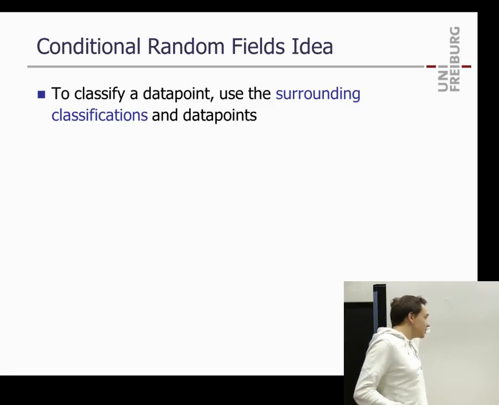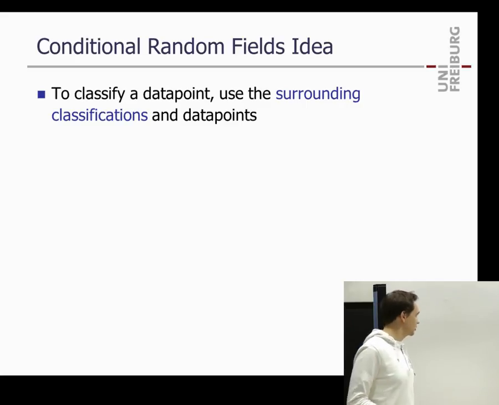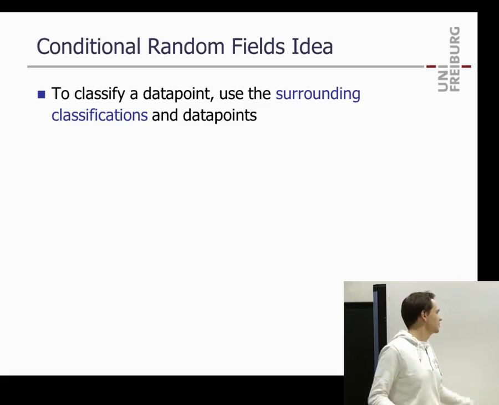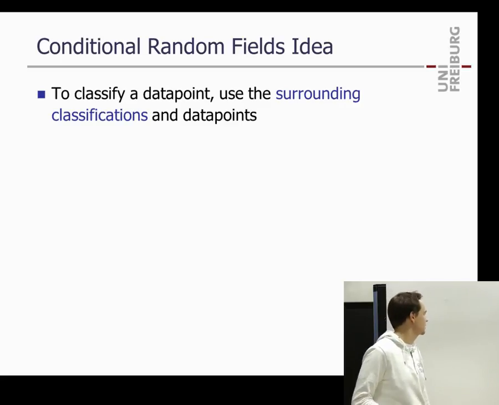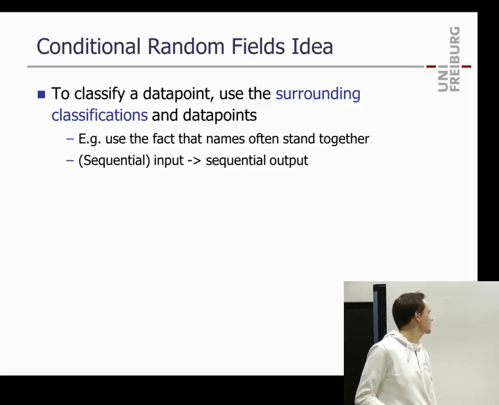Okay, so the conditional random fields idea is that you use the surrounding classifications and the surrounding data points. Now, surrounding data points you could already use before, but now we also use the surrounding classification. So you use the fact that names often stand together, for example. And this is kind of a different model.